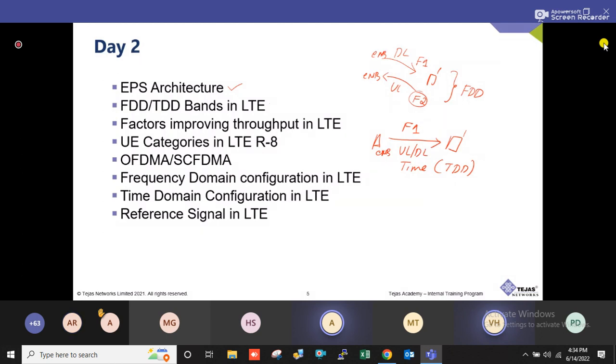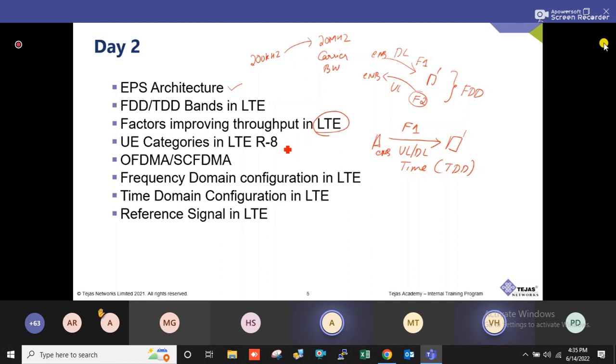We look at what are the factors which are impacting the throughput in LTE. We already saw that we had 200 kilohertz in 2G. We are moving towards 20 megahertz in LTE, for the simple reason that as and when we increase this carrier bandwidth, we will be increasing the data rate as well. So what are the other different factors through which we can increase the data rate? We have a nice representation, so we'll go through that.